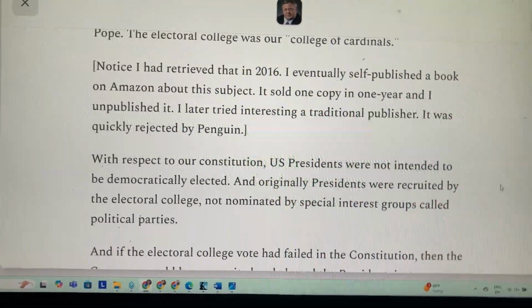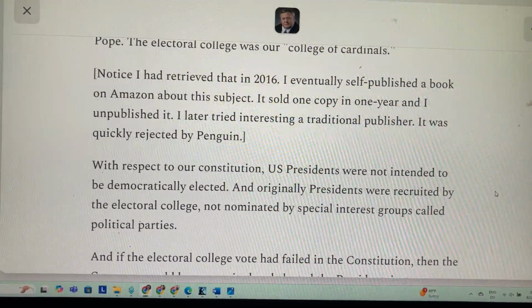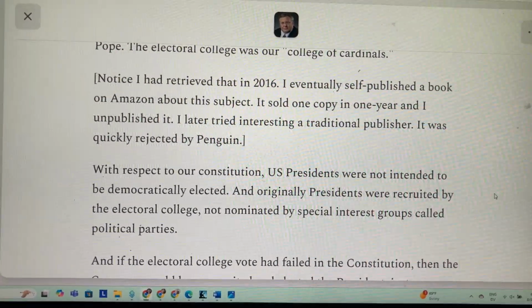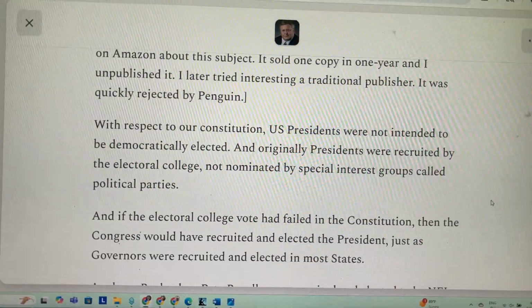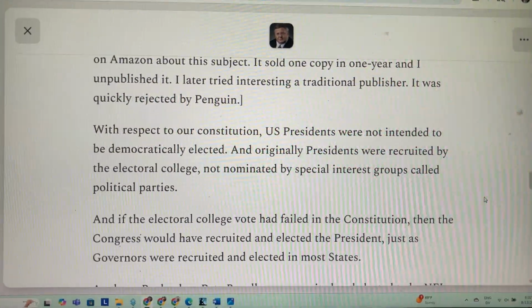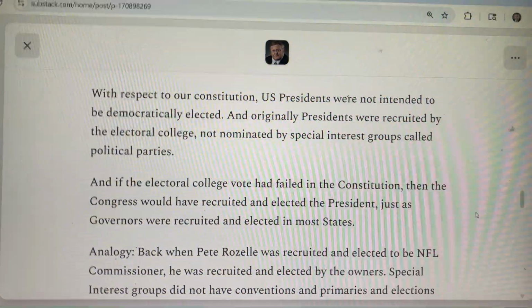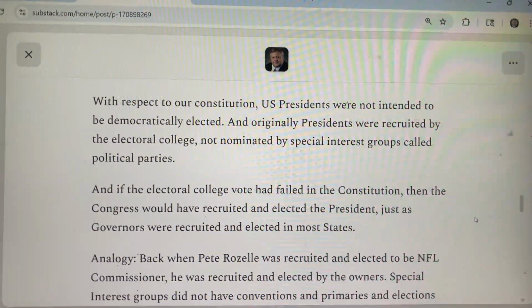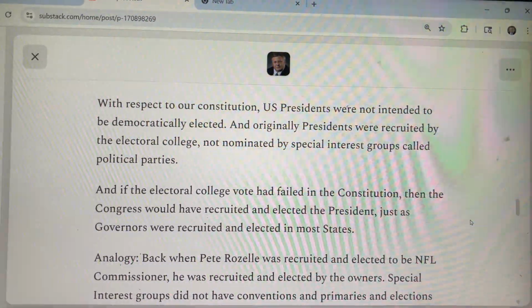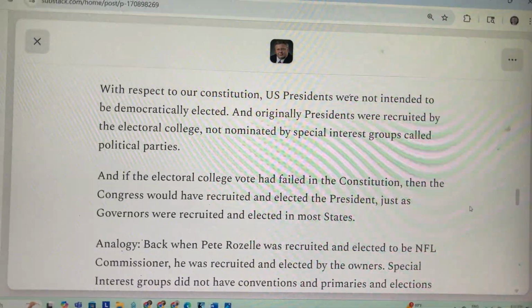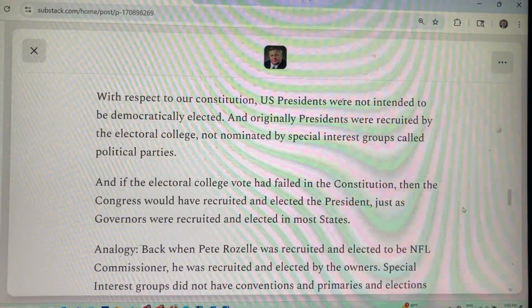Now, I did publish a book, self-published on Amazon, sold one copy in 1 year, and I unpublished it. I submitted it to Penguin, and they rejected it. Very quickly: I submitted on a Friday afternoon, and on Monday morning, I got a rejection email from the office of the executive editor.